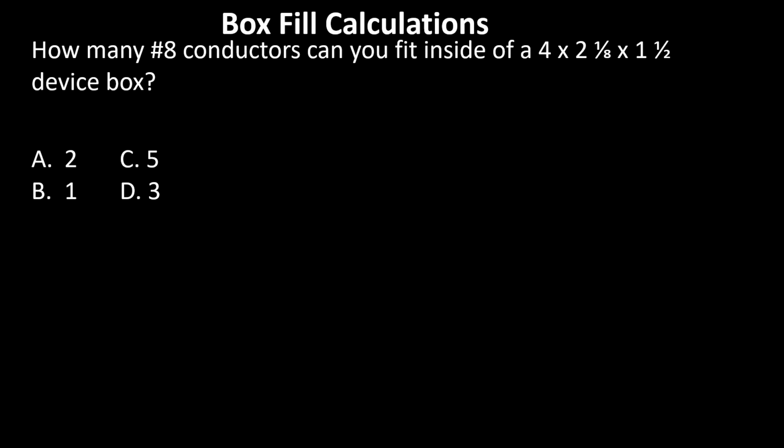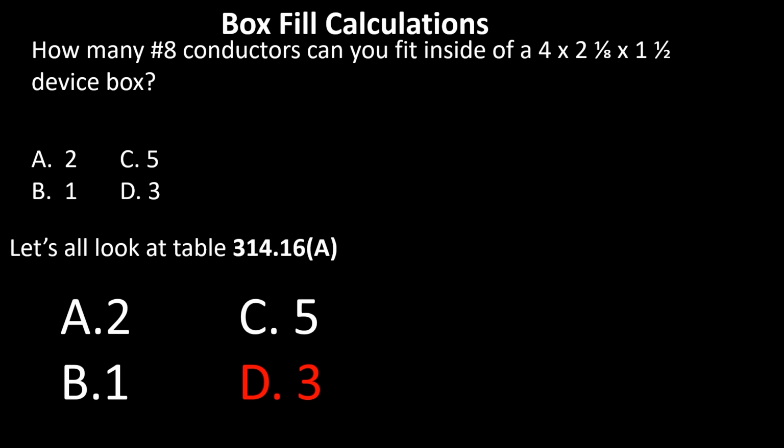Now we need to come over and we need to find a number 8 conductor. So we're using a piece of paper or some type of straight edge. We come over and we find that it is 3 number 8s. So we've looked at our table and we find out that it's 3 number 8s. We found our box, we slid over to our respective conductor, and right there we teed off and we found out that it is 3. Great job.